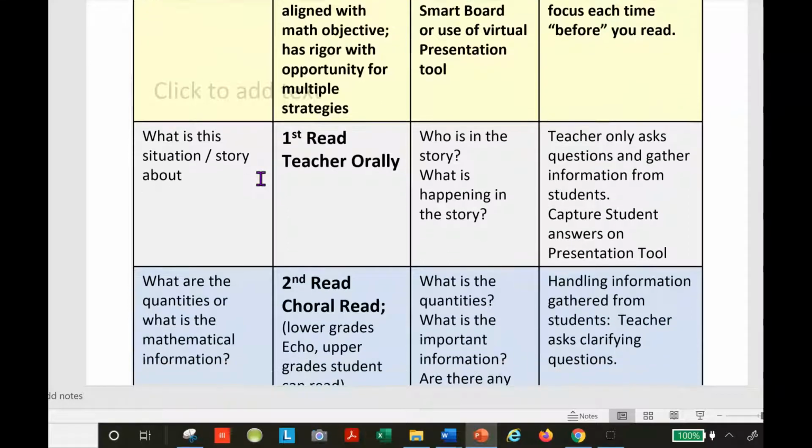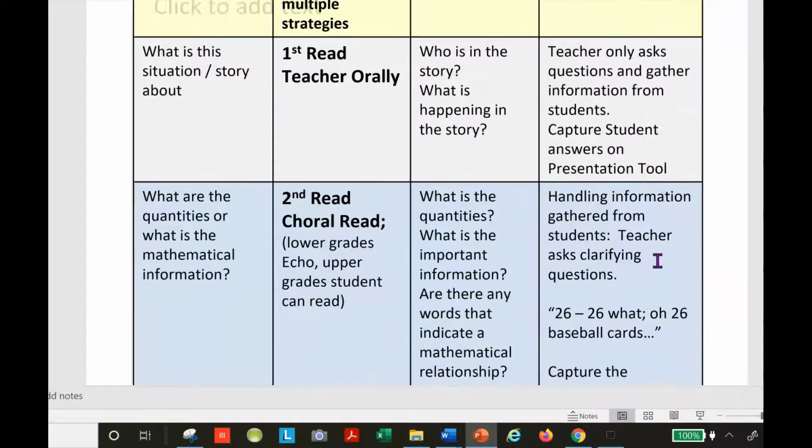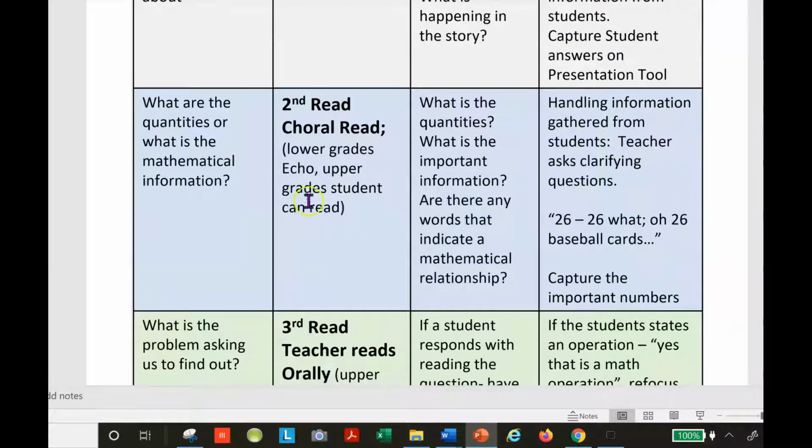In the first read, the teacher announces what we are to look for before she or he reads orally. So I would listen for, what is the situation about? We're going to find out what the story is about. Then in the first read, the teacher asks the questions, and then either captures the students' answers or students answer themselves on a presentation tool. Same thing happens in the second read, only the focus is the quantities or the number information.